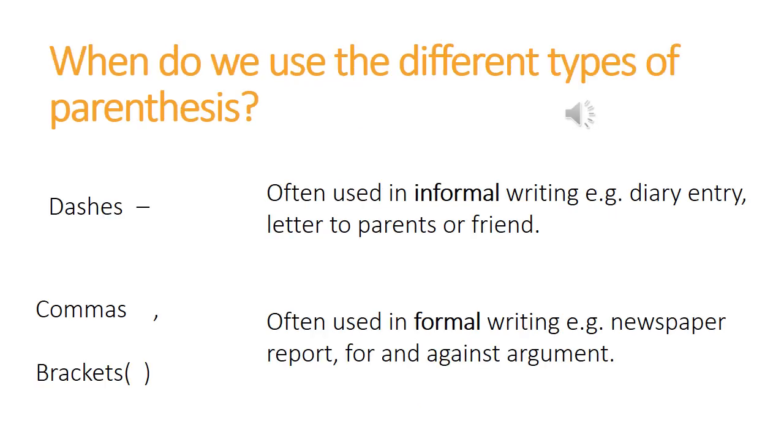As we've just discussed, you can use three different types of punctuation for parenthesis. However, you should use different punctuation for parenthesis depending on the type of writing you are doing. For example, dashes are used in informal writing where your audience is someone you know well. For example, it might be that you're writing to yourself, your family or your friends. This could include a diary entry or a letter, note, postcard to a family member or best friend.